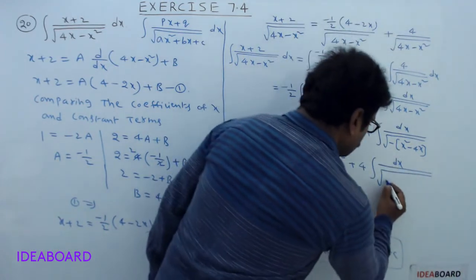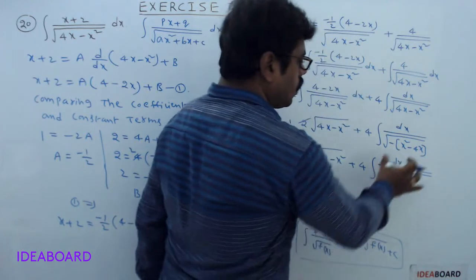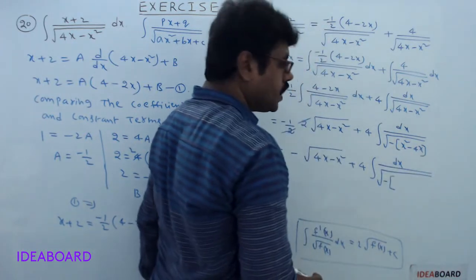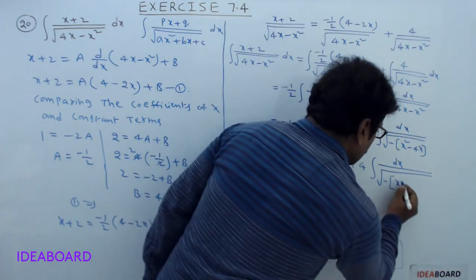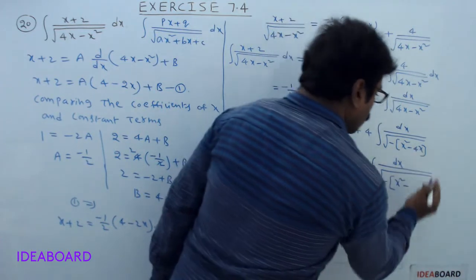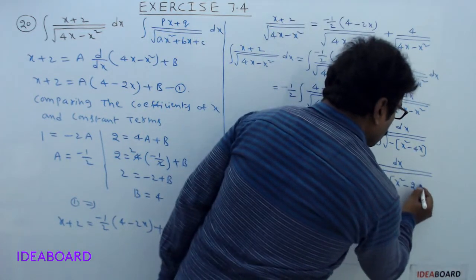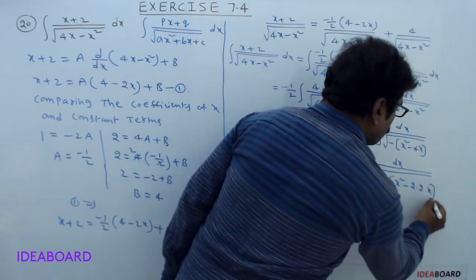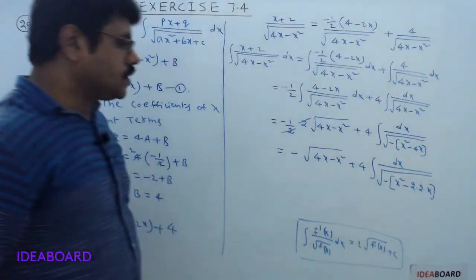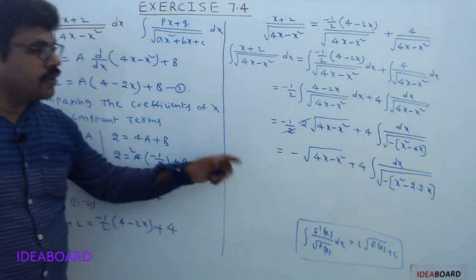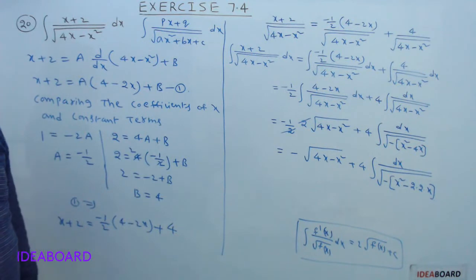square root of minus. Now make this expression as a perfect square. Now this x square minus 4x can be written as 2 into 2 into x. First write down up to that step. Later we will discuss the continuation of the problem.